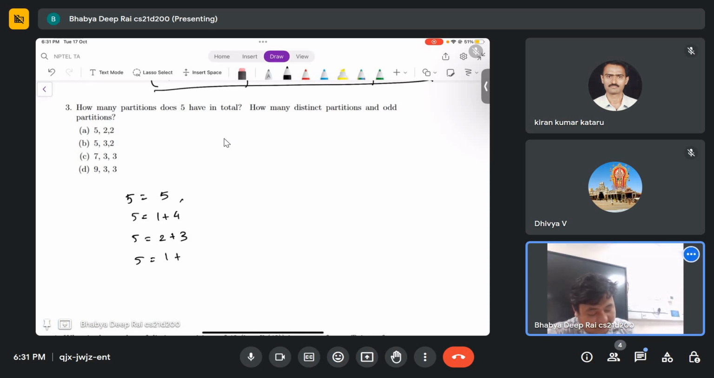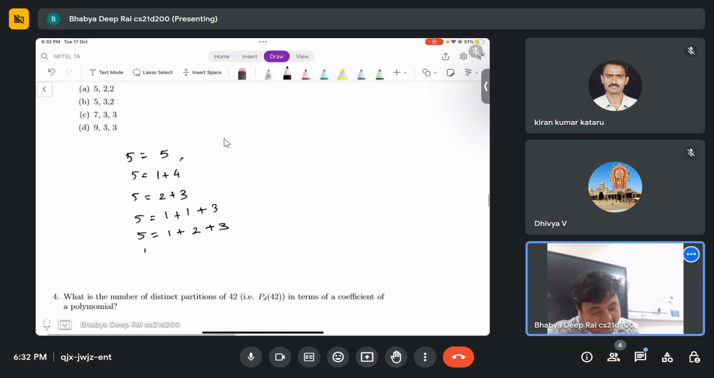1 plus 2 plus 2. Okay, let's write 1 here first. 1 plus 1 plus 3. 1 plus 2 plus 3. So far, 1 plus 3 is again gone. Now what is remaining?